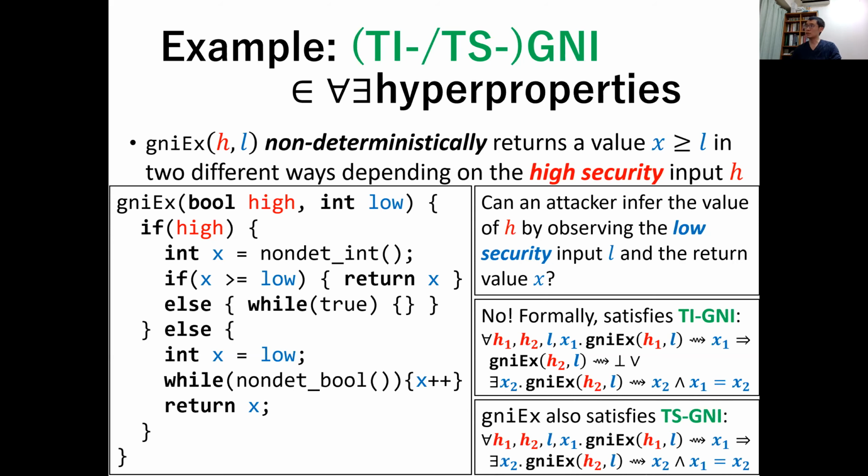Also, it actually turns out to satisfy a stronger property called termination sensitive GNI, which says that if the first execution terminates and outputs X1, then the second execution can also terminate and output the same value. This is a so-called for-exist hyperproperty, because the first execution is the demonic or for-all side: for all executions of this form, there exists, the angelic side, an execution of this form.